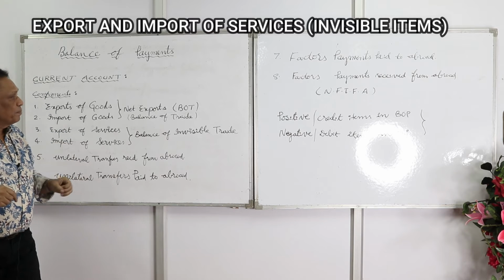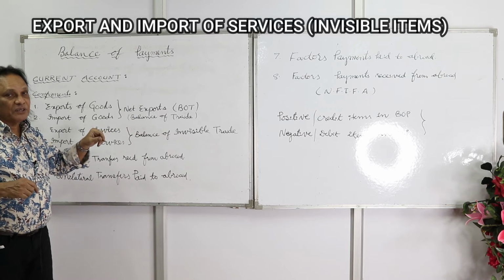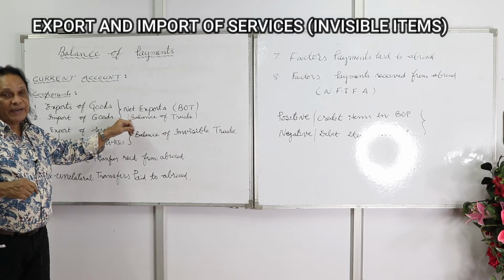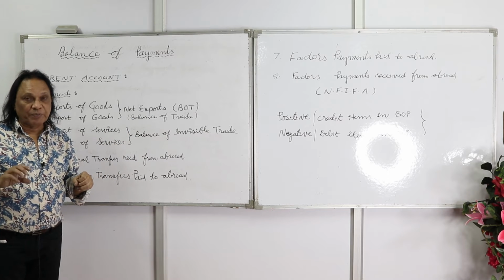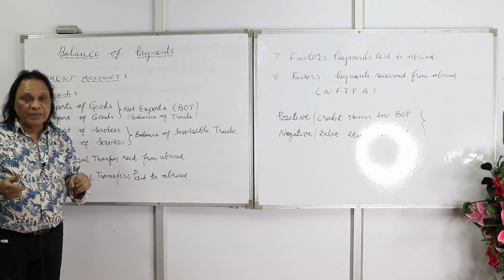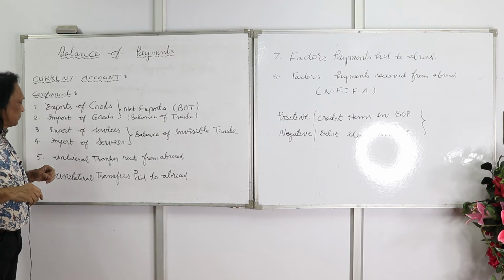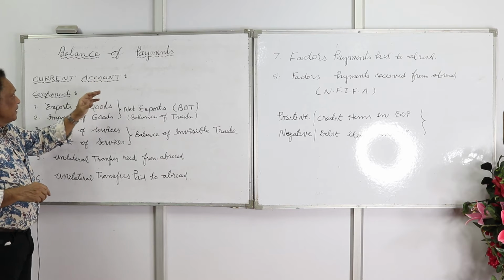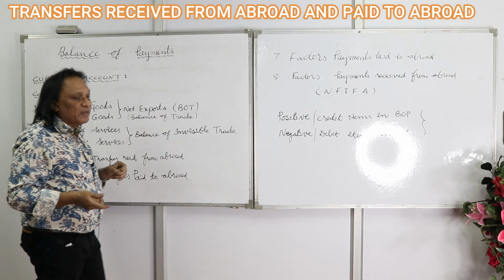And mind it here, balance of trade can be positive, negative, or zero, balanced. Balance of trade can be favorable, unfavorable, or zero. In the same way, balance of invisible trade can be positive, negative, balanced, favorable, or unfavorable. Now we carry on with the components of the current account. And the unilateral transfers received from abroad. What are the unilateral transfers?